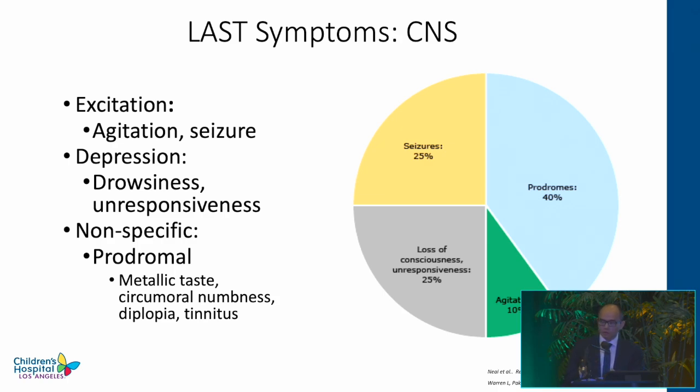In 2010, ASRA first came out with the LAST guideline. In the following 4 years, there were 67 cases reported. The pie chart on the right side shows the distribution of the CNS symptoms among those 67 cases. You see about 40% of patients have prodromal symptoms, 25% seizures, 25% loss of consciousness, and 10% agitation. So the most common symptoms that we see are the prodromal symptoms.